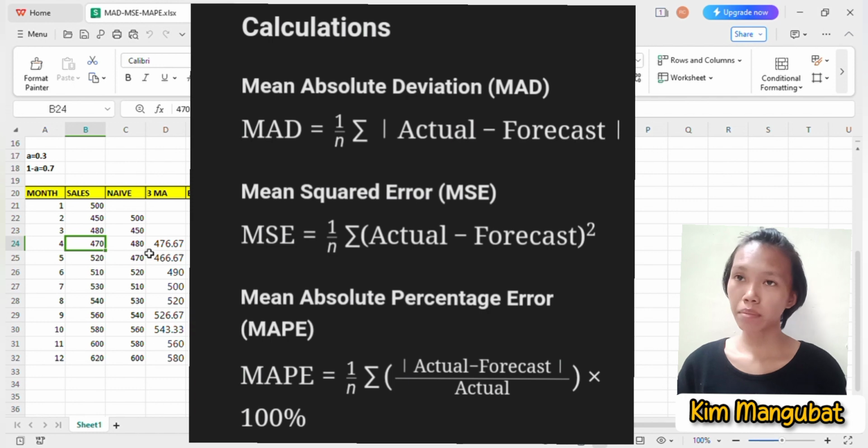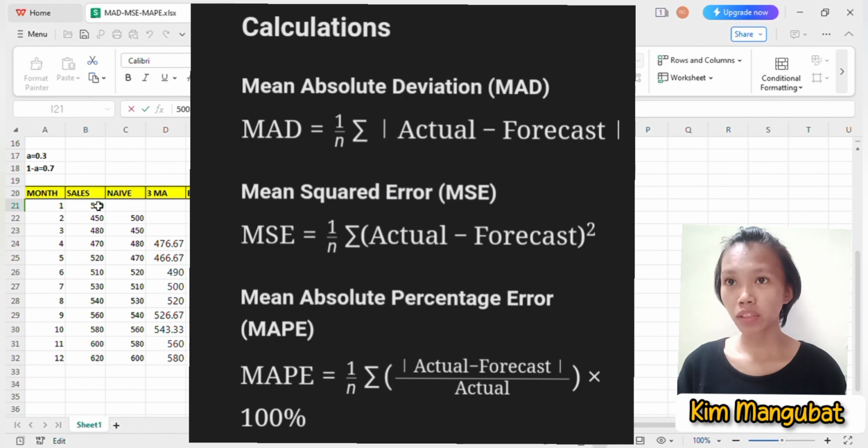To calculate the MAD, the MSE, and the MAPE, we have here the formulas, and we can use them to see the results for the mean absolute deviation, mean squared error, and the mean absolute percentage error. For MAD, we have MAD equals 1 over N. The N right here is the periods or the months we need to forecast for demand or sales. In the illustration, we have 12 months here. And 1 over N times the summation of actual minus forecasted sales. We subtract the forecasted sales from the actual demand, then we add all the results. That's how we calculate the MAD.